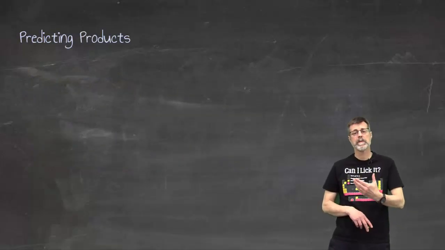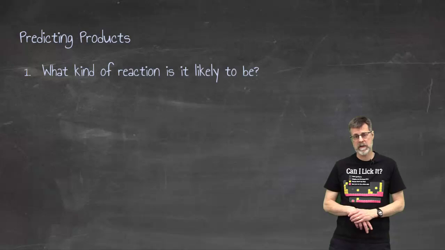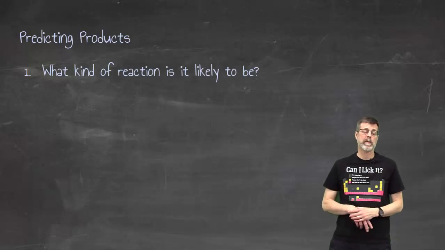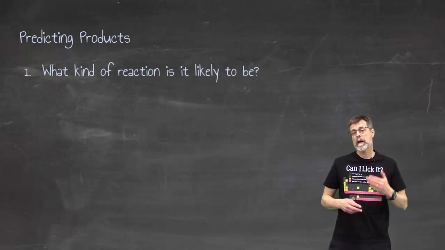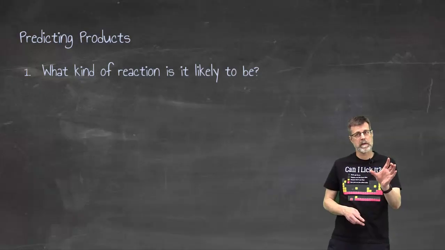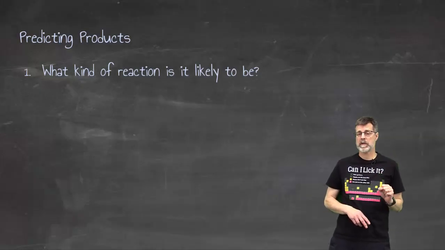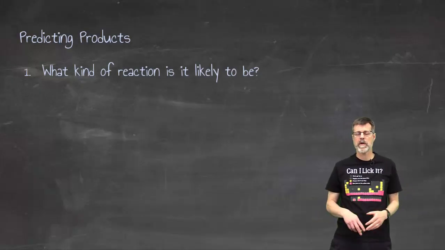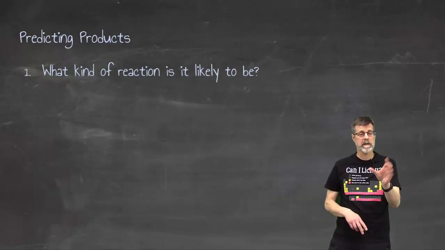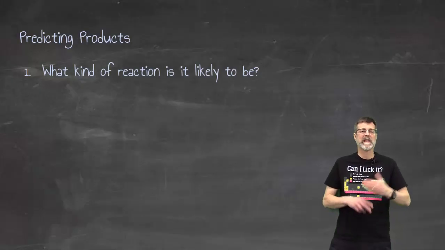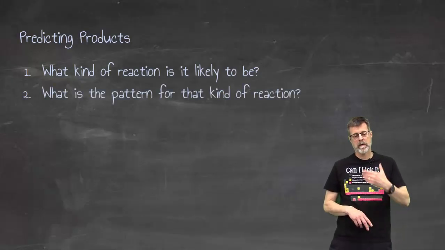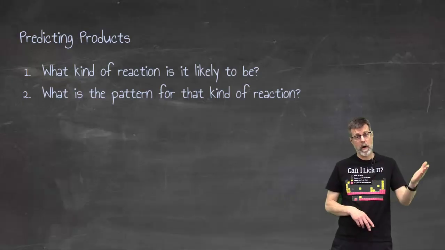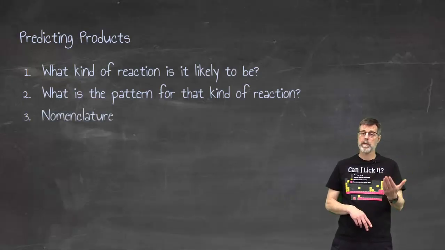Okay, when we're predicting products, like I said, the first thing we're going to need to do is identify what the reaction type is likely going to be. And that is sort of looking at the pattern of the reactants, what the possibilities are for the products. Obviously, you don't have the whole thing because half is your job, but if you look at the reactants, what pattern would they be likely to form? Then think about the pattern of the products, and then also think about nomenclature.